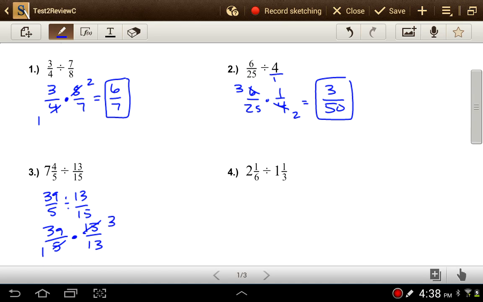And 13 goes into 39. 13 divided by 13 is 1. And 39 divided by 13 is 3. Now when I multiply, I get 9 over 1. Do not leave that as 9 over 1. You want to simplify that to just 9.